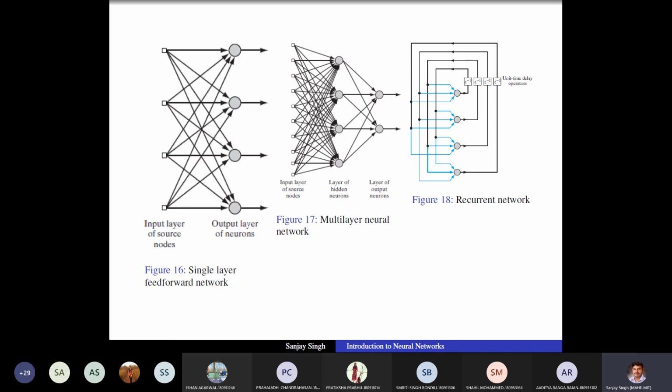So you should have clarity on what you mean by a single layer network, a multi-layer neural network, and a recurrent network. Whatever network you come across, or see in some research paper, those network structures are built upon such kinds of networks.